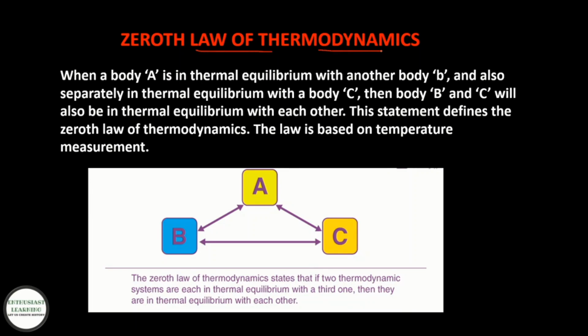Zeroth law of thermodynamics. When a body A is in thermal equilibrium with another body B and also separately in thermal equilibrium with body C, then body B and C will also be in thermal equilibrium with each other. This statement defines the zeroth law of thermodynamics. This law is based on temperature measurement.